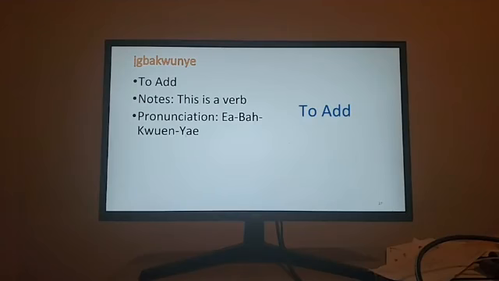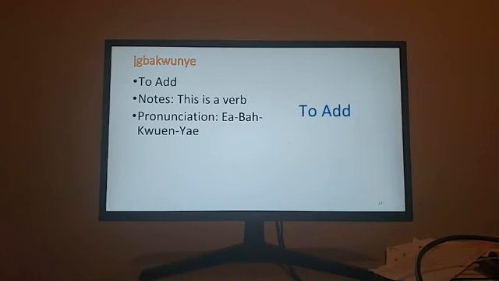So to say to add, you would say Ea-Bah-Kwuen-Yae, to add. Remember that the I with the dot underneath makes that real sharp I sound, like you're saying the word ink. Ea-Bah-Kwuen-Yae.